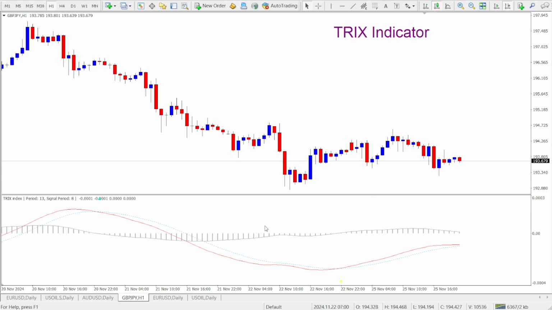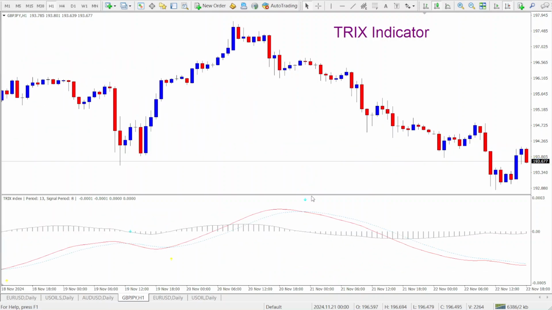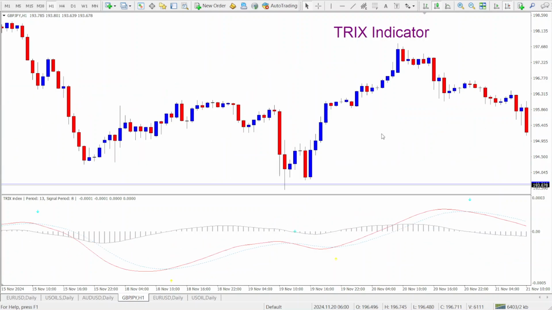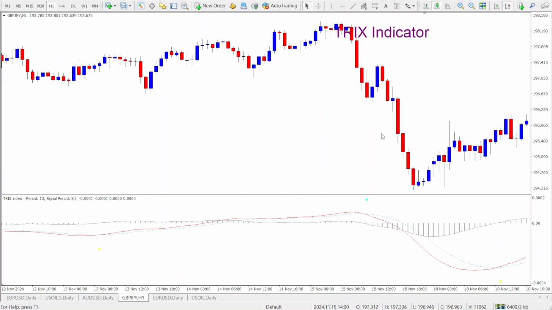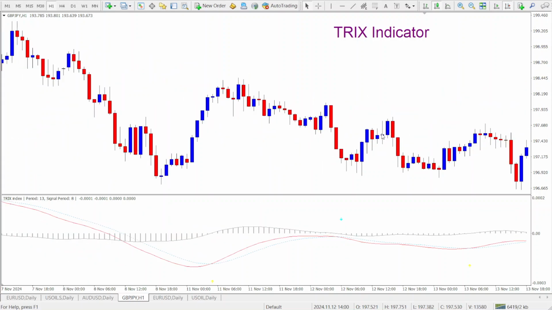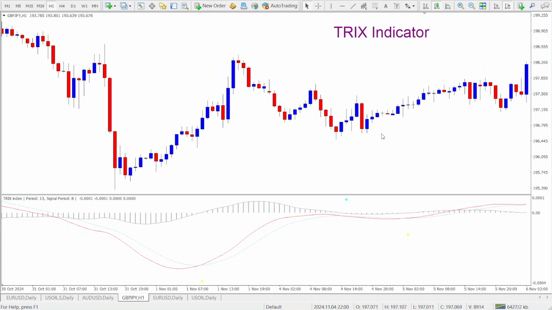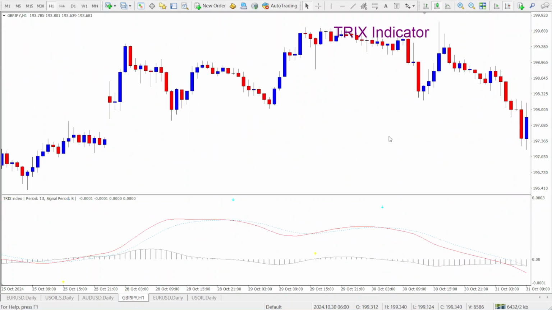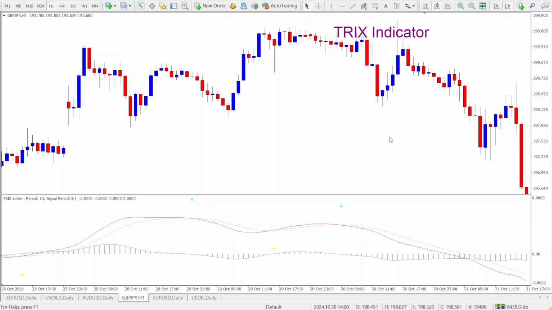Spotting divergence between the TRIX line and price is also a way that one can anticipate a potential trend reversal. So for example, if you have price making lower highs, let's see if we can find an example. Sometimes divergence might not always show up in the chart, but if we can find any, I'm going to give that as an example.